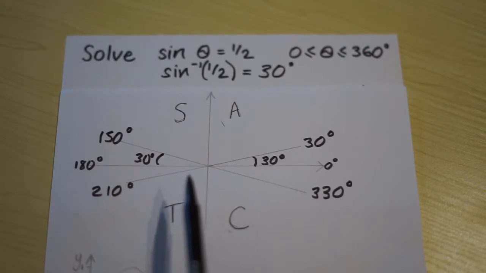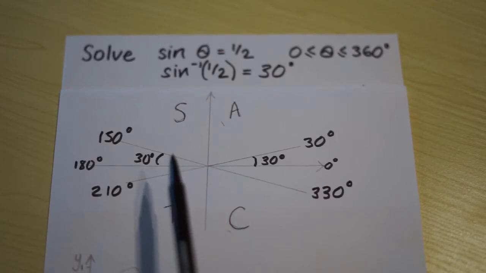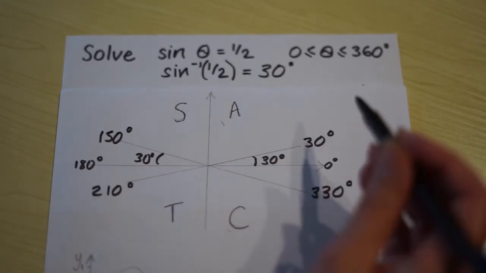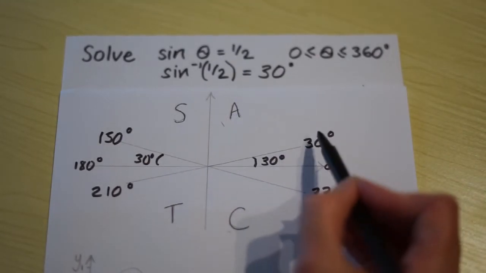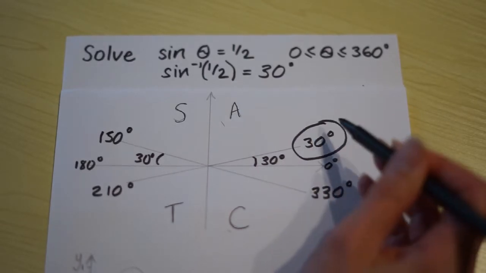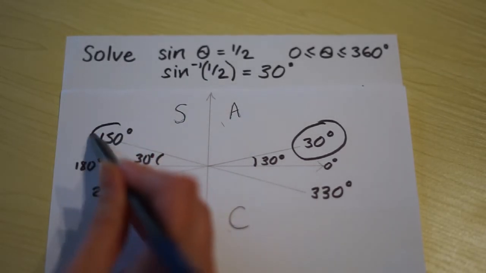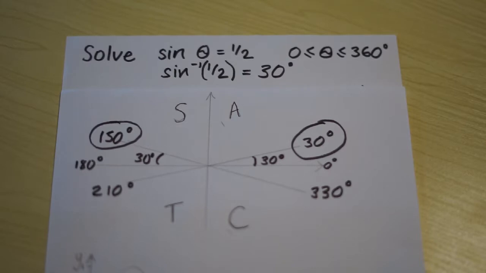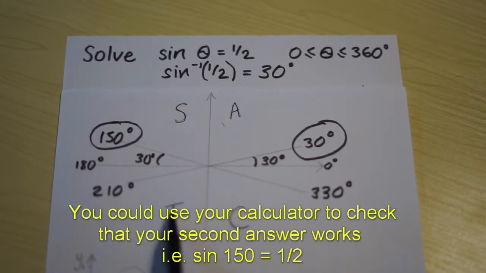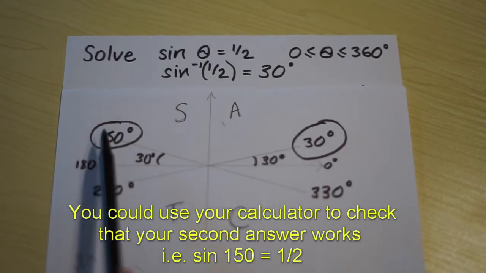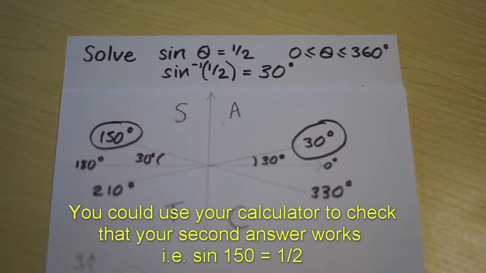These aren't all of the answers. We only need to consider the quadrants where sine is positive, because we're dealing with a positive half just here. So sine is positive in this one, so 30 is an answer. Worked that out already. Sine is also positive in this quadrant, so 150 degrees is also an answer. Sine is not positive in either of these two quadrants, so these aren't answers. Okay, so we have our answers here. The answer to this is 30 degrees and 150 degrees.